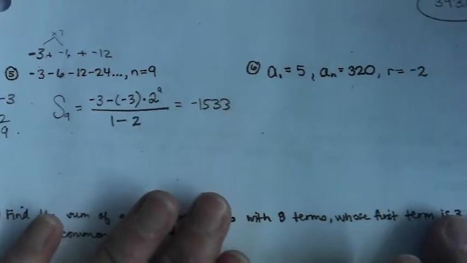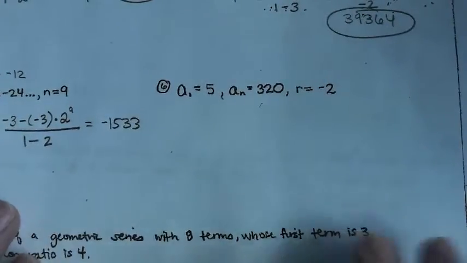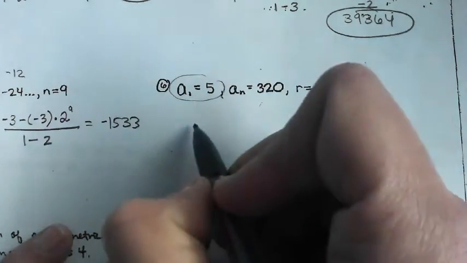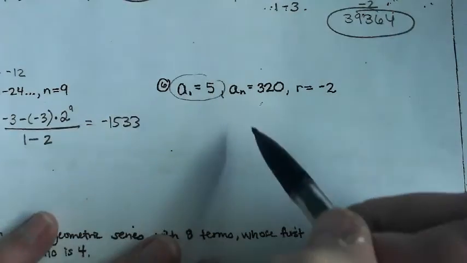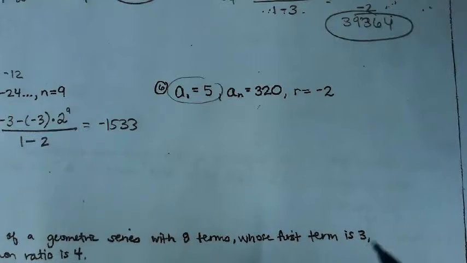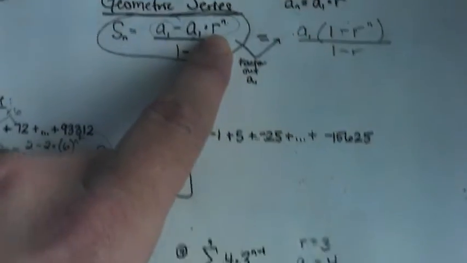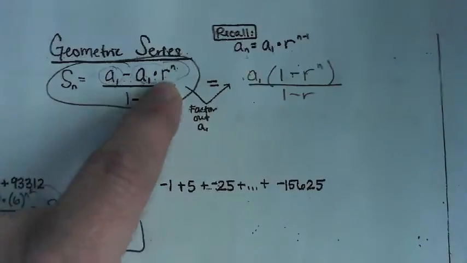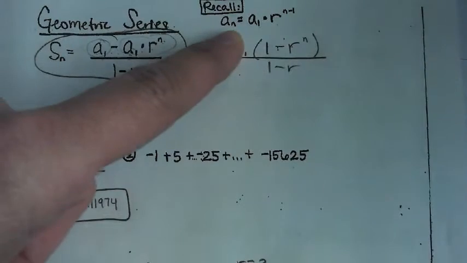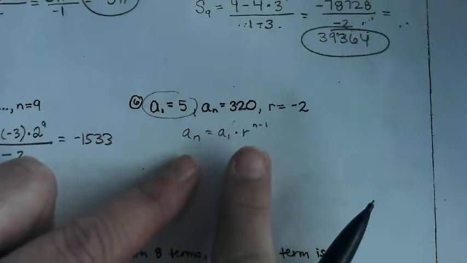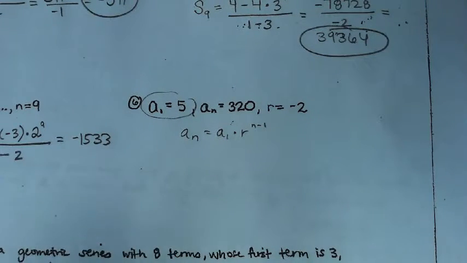And then number 6. The first term they obviously give us. And we're looking for the series total. What didn't they give us that the equation needs? N. The equation needs an N, and they didn't give it to us. So how do we find it? Go back to your sequence formula: A sub N equals A sub 1 times R to the N minus 1. I just brought that down. And hopefully we can now find N.